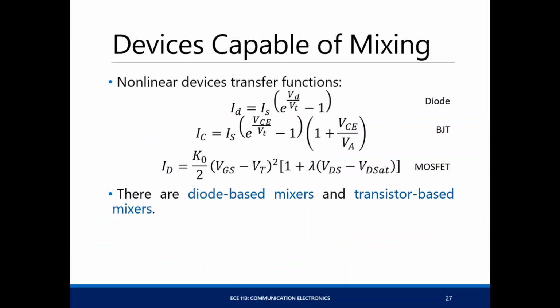So the devices capable of mixing would be your diode, BJT, and MOSFET, basically your nonlinear devices. And there are mixers whose design are diode-based and some transistor-based. Let's look at the diode-based design first.